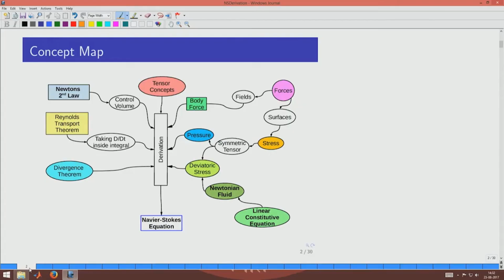So, you can see that in this concept map, each of these concepts can be studied separately and you can be convinced about them before we start this derivation. Make sure that you are familiar with all these background concepts, and the basic point that we must never forget is that it is no different from Newton's second law, because that is the starting point for us. So, there is no more physics than what is there in Newton's second law that is going into the Navier-Stokes equation.